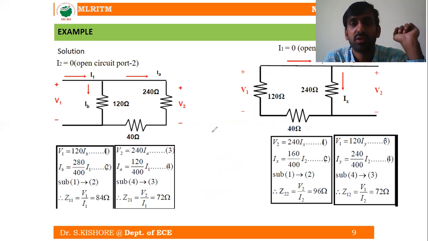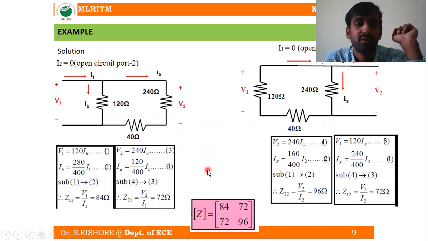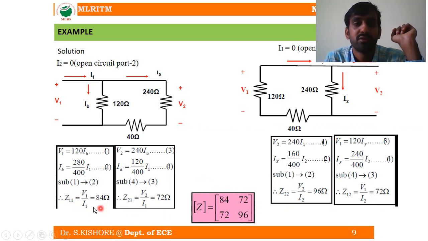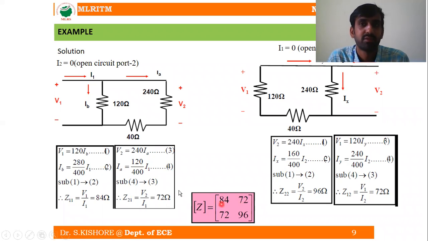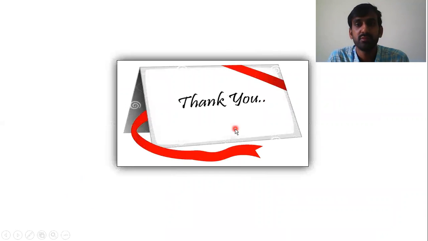So this is how we obtain the Z parameters. Now the final square matrix: Z11 is 84 ohms, Z12 is 72 ohms, Z21 is 72 ohms, and Z22 is equal to 96 ohms. This is our final impedance parameters, or the open circuit impedance parameters, or Z parameters.